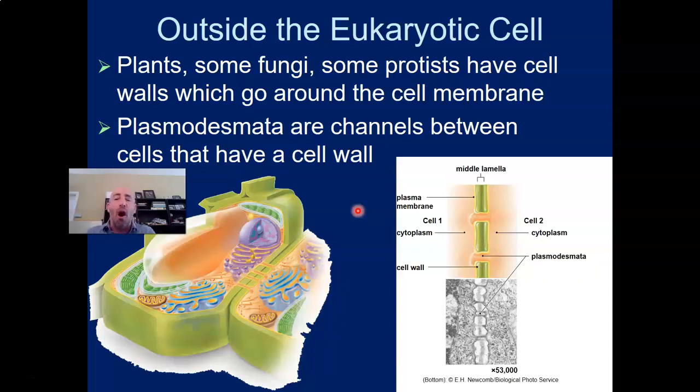Because they have cell walls, they need special structures to help them communicate with other cells. These special structures are called plasmodesmata. They are channels between two cells that have a cell wall. They are pictured here, close up over here. Imagine little tunnels between cells, allowing molecules to move between cells that have a cell wall. So animal cells don't got plasmodesmata. Plant cells do. Okay?